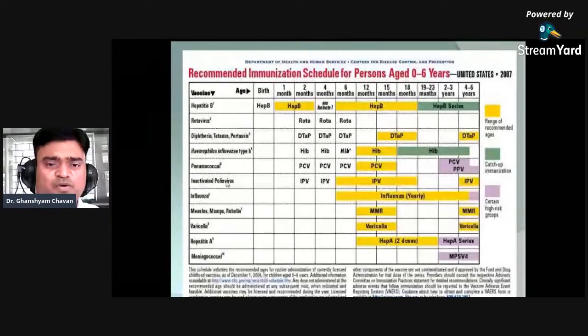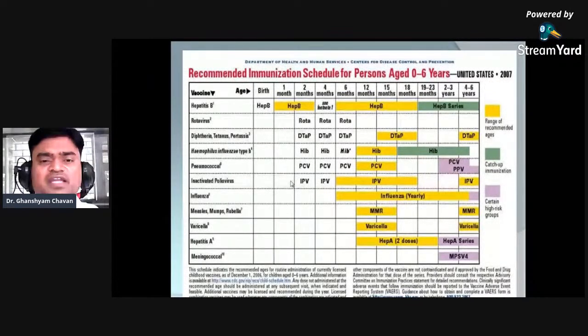Next is inactivated poliovirus. Now the poliovirus eradication program has been going on in India for so many years, and till date, for the last 2-3 years, we haven't found any person or any kid suffering from poliomyelitis. Now we can assure that polio has been completely eradicated from India. Still, we have to continue this program because nobody knows from where it will come, because it is still there in Bangladesh, Pakistan, Myanmar and other places.